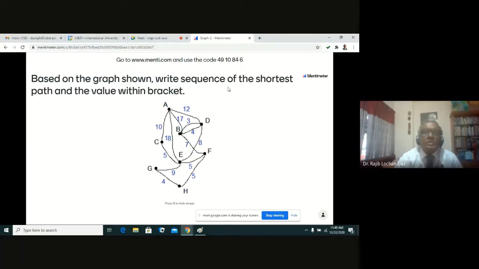So you will write the sequence separated by commas, A, B, C, D, like that, and then within brackets you write down the value, only the value. So you do your rough work in your khata, write down the sequence, and then within brackets the value.